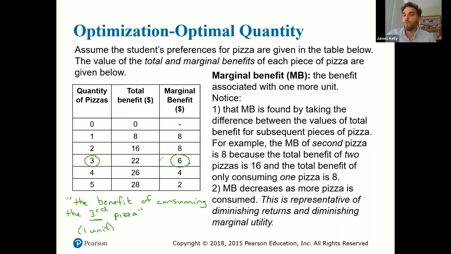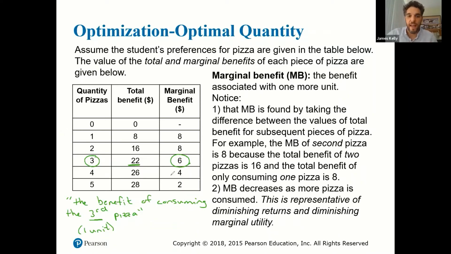If we were saying what's the benefit of consuming all 3 pieces of pizza, well, that would be given by the total benefit of $22. We're not talking about that here. Here, we're saying we've already consumed 2 slices of pizza. What is the benefit of consuming one more slice of pizza, the third piece of pizza?